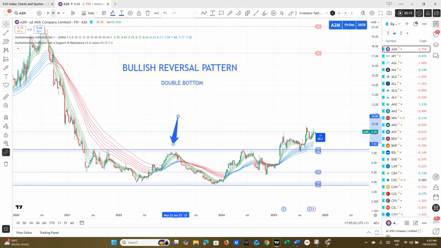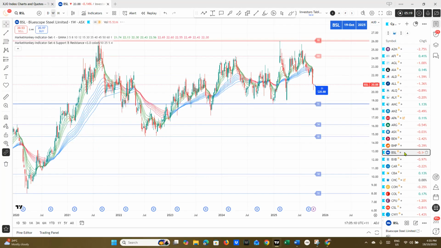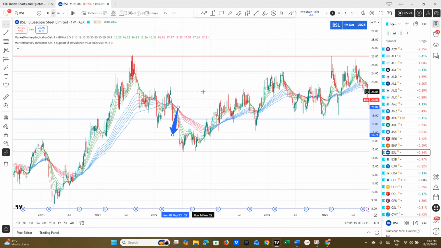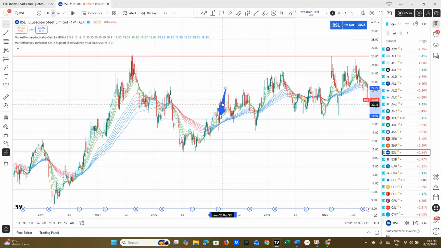There's also another double bottom. Perhaps we'll jump over to BlueScope Steel. I think there's another one over here. This is a bit of a smaller one with BlueScope Steel. We have another double bottom here. It's come to a support level, tried to bounce back up to a resistance, and so we're looking for a breakthrough of this resistance turned support, looking at an entry somewhere around here. So that's BlueScope Steel, and I think we've even got another bigger one.